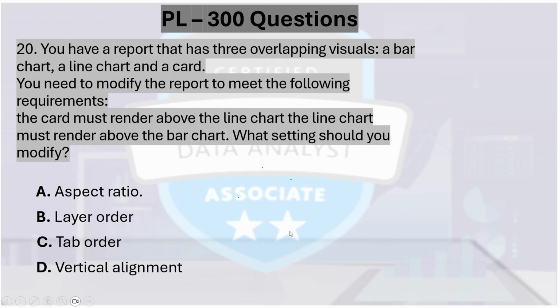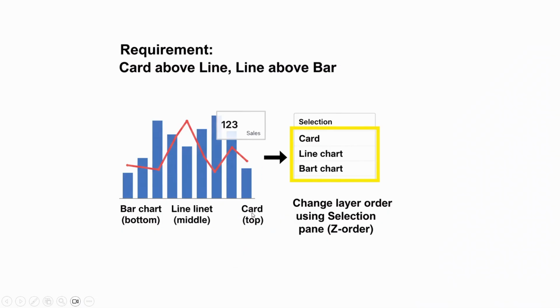Okay, so you can use the layer order to set all the values easily. Okay, now this is the option. The first one is card, line chart, bar chart. If you select this one, you can see all the values.